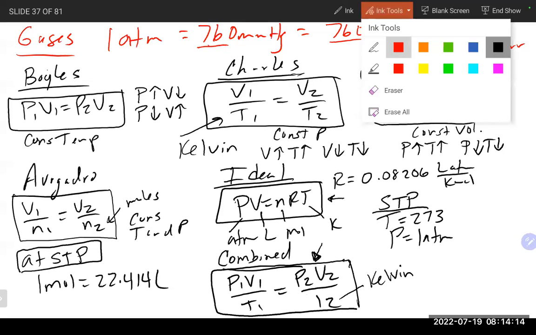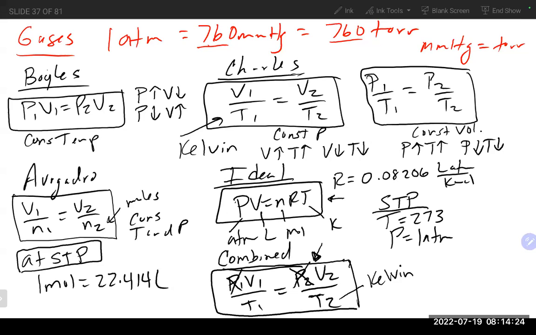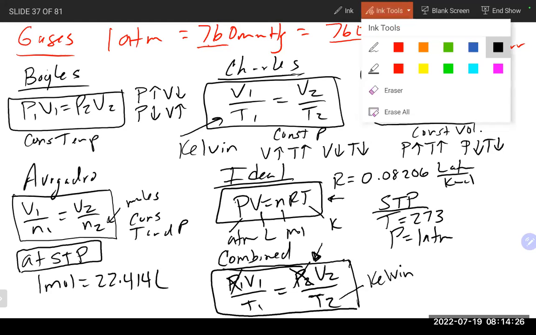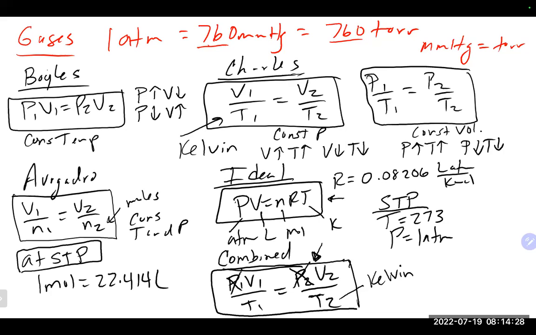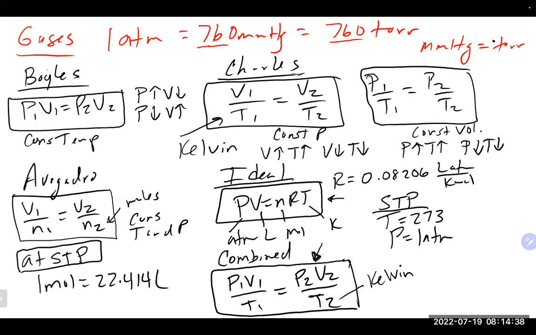If you had constant pressure, for example, you would cross out the pressure part, and there's Charles' law right there. Obviously, same thing. If you had constant volume, you could cross out the volume part of it and get yourself back to Guy-Lussac's law.